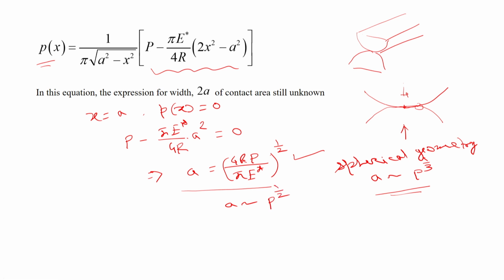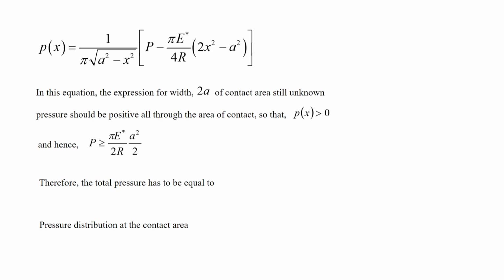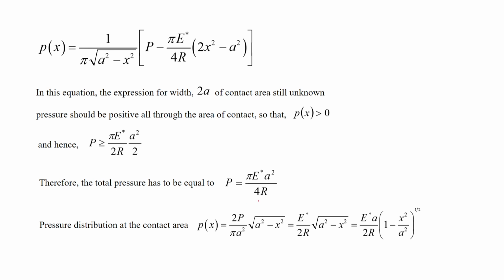So, that is what the pressure distribution is. Therefore, the total load has to be equal to pi E star a square by 4r, and by using this quantity, P equal to this, and A, which we have already obtained, finally if I substitute for P over here, we get Px as equal to this quantity. We get this particular result very nicely, like that.